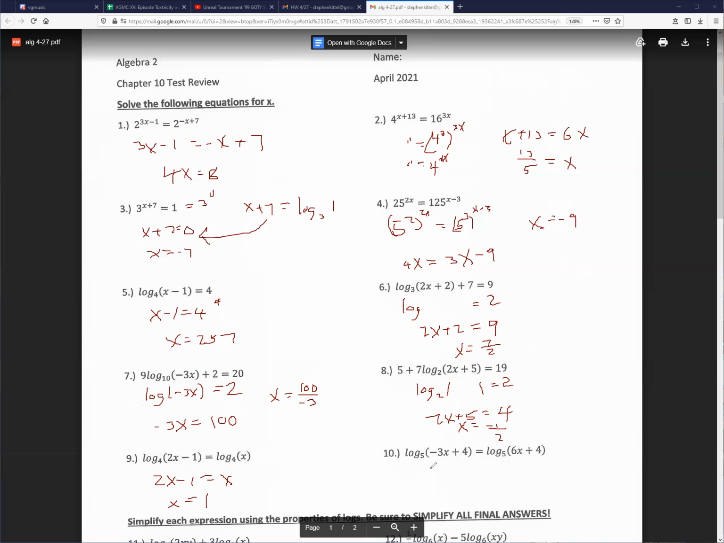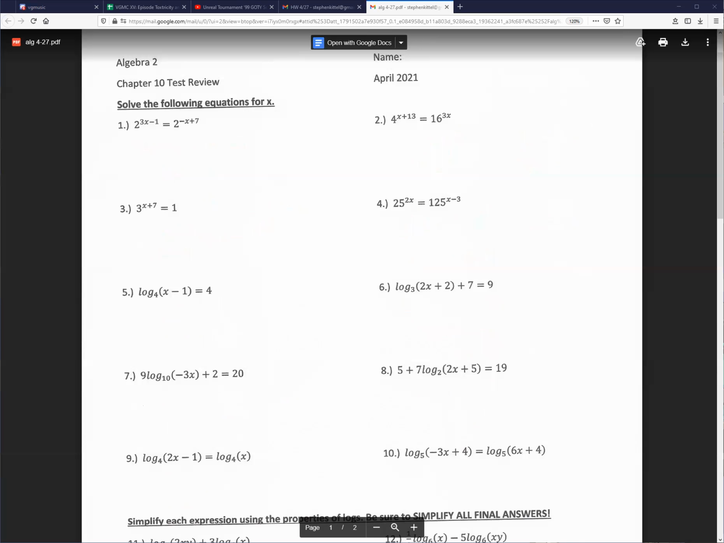Number 10, -3x plus 4 is equal to 6x plus 4, because we did 5 to the on both sides. 9x equals 0. Oh, x equals 0. I should have been able to see that, right? You just cross them out and they match. Okay, so there's part 1.